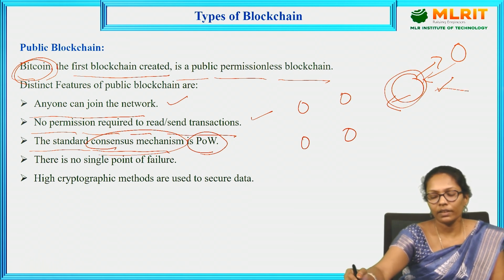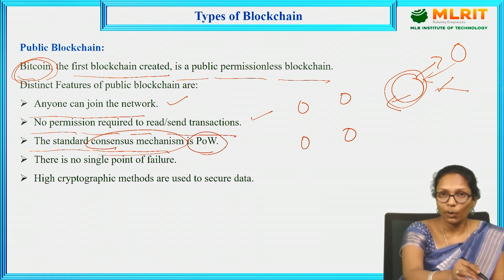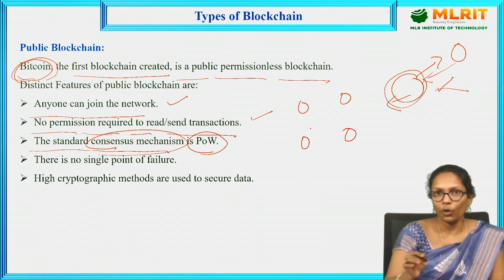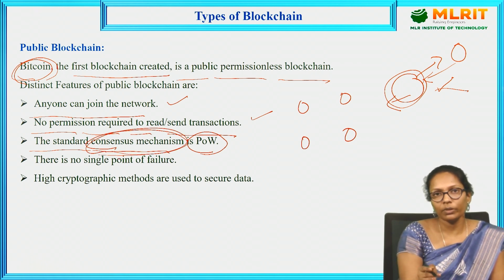If it is not valid, then he will disapprove that. But in the decentralized network, just like public blockchain, there is no central authority to monitor or validate this. So what we are doing here is following the consensus mechanism. Consensus mechanism is nothing but agreement, right?